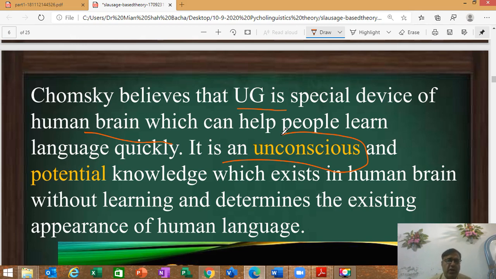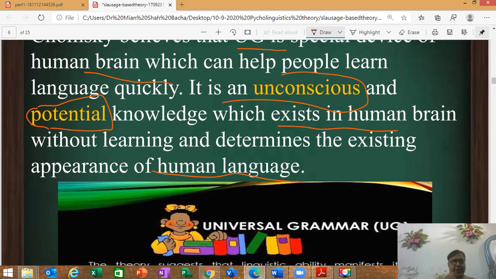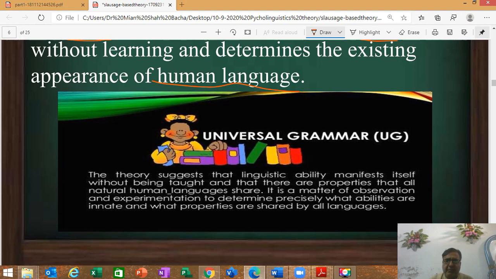So, it is unconscious and potential. Remember, potential knowledge which exists in the human brain without learning and determines the existence of human language. Chomsky believes that UG is a special device, which is wired in the human mind, and it is unconscious and potential, and it has the power of generating knowledge without any learning, and which determines the existence of something universal which determines human language, right?